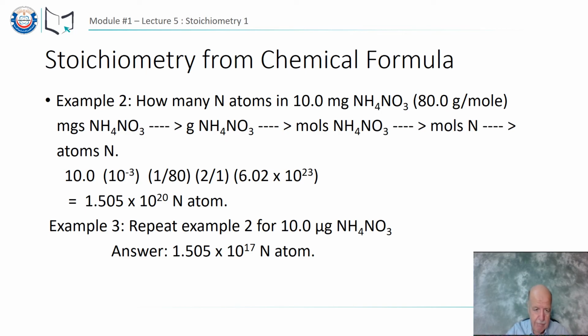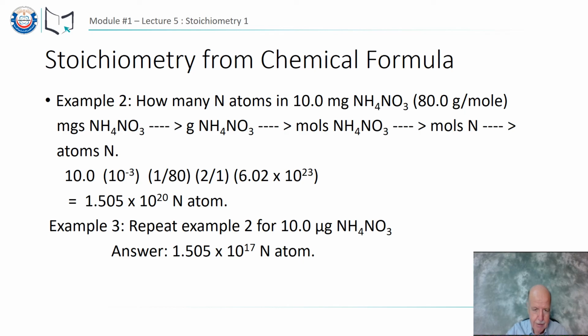I have 10 milligrams. I need grams, so I multiply by 10 to the minus 3. Now the answer is what? Grams. Divide by 80. It is moles. It is moles of what? Moles NH4NO3. I need moles of nitrogen. How many nitrogen do I have? 2. Then multiply by 2 over 1. Till now the answer is what? Moles of nitrogen. Goes to atoms, multiplied by Avogadro's number.